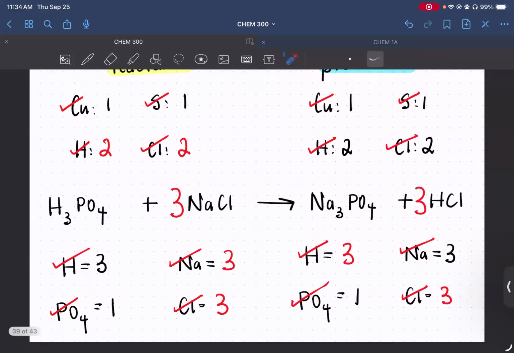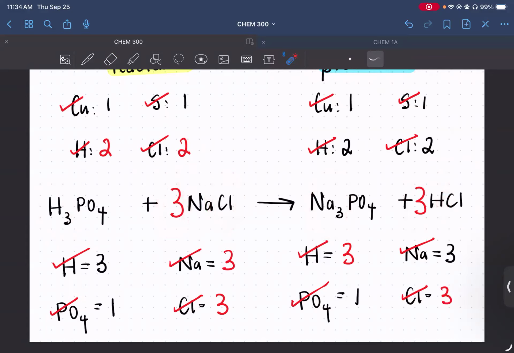We also did another practice question on balancing chemical equations. Here we saw that there are 3 hydrogens on the left. After balancing, there are 3 hydrogens on the right. The same thing can be said for both the sodium as well as the chlorine. There is an equal number on both sides.